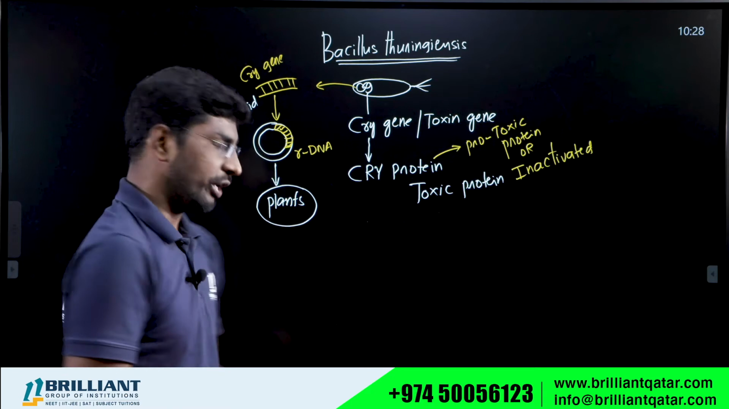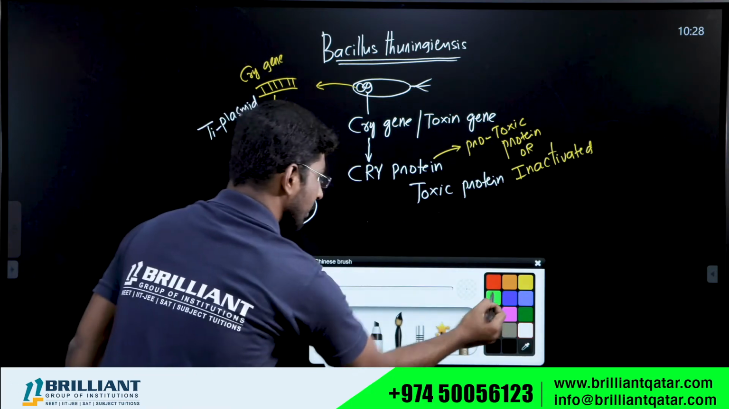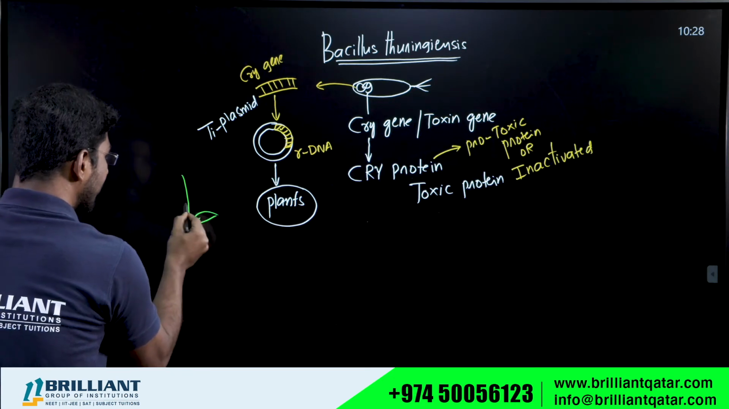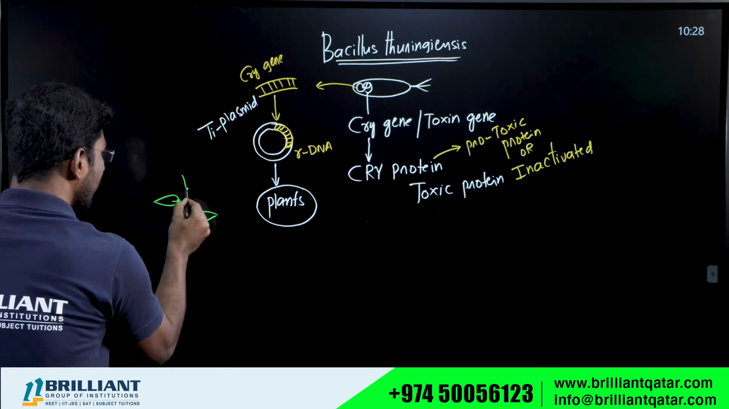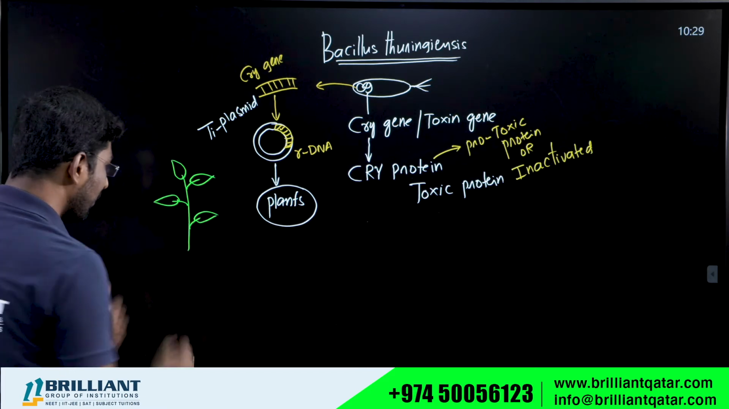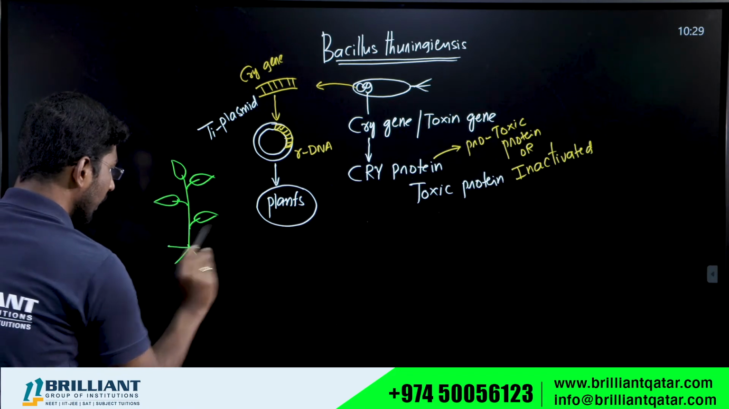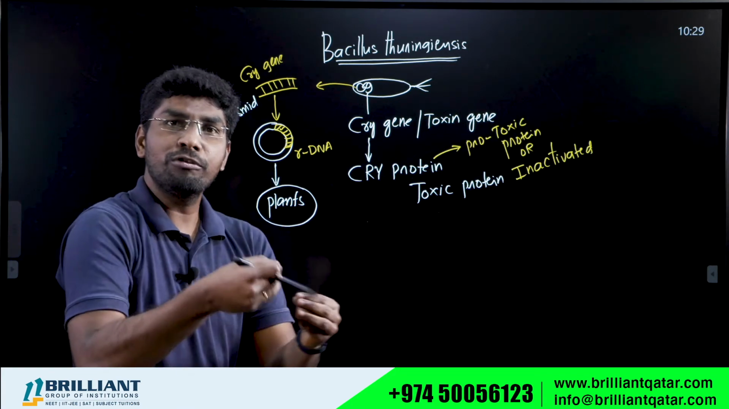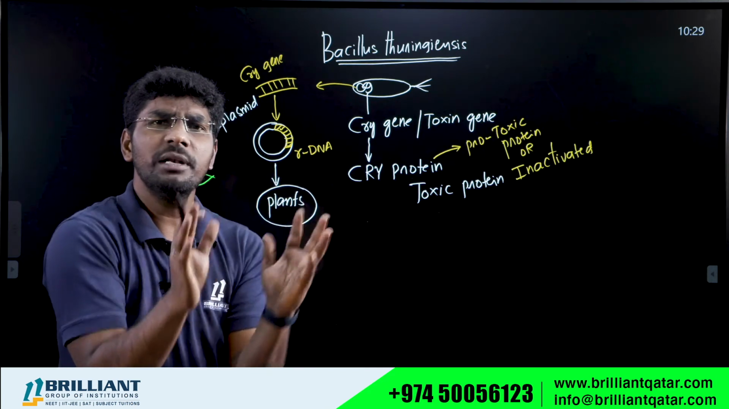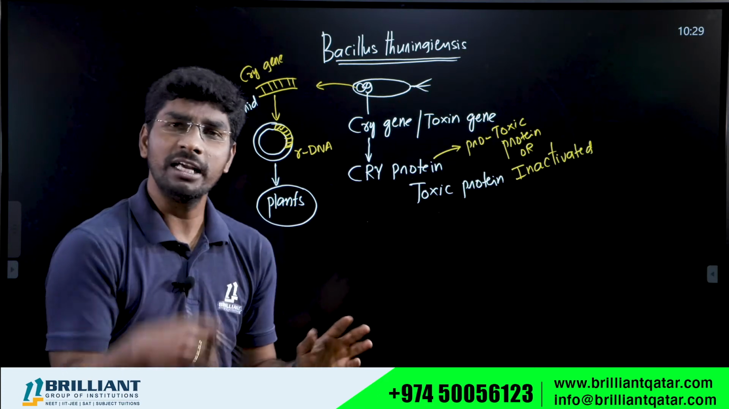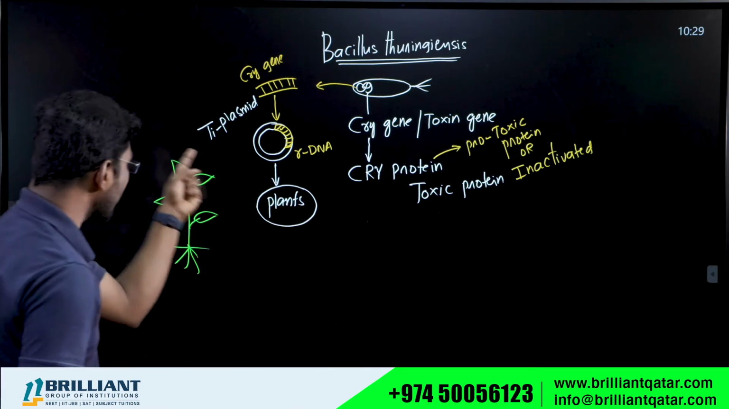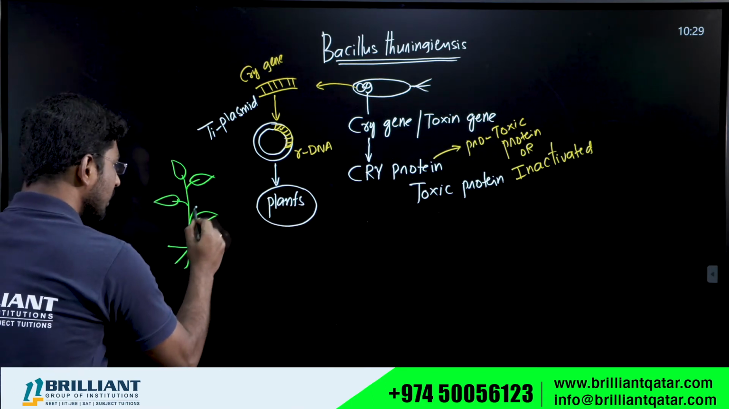So in the plant body, what happened? Look here, this is the plant. In different parts of the body of the plant, accumulation of this protein takes place. What does it mean? In the plant, this cry gene undergoes transcription and translation to give the Cry protein, and this Cry protein is accumulated in all parts of the plant, leaf, root, everywhere in the plant. So look here, this is a boll.